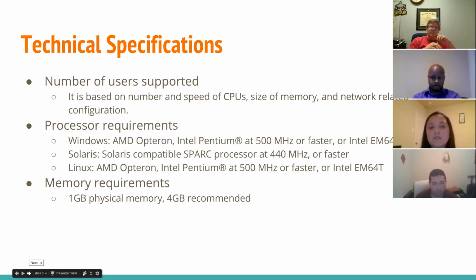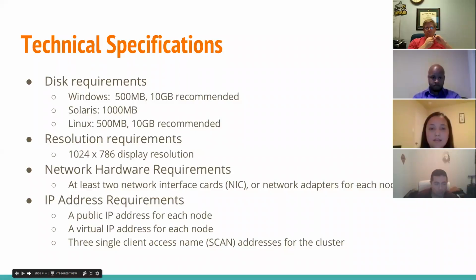Processor requirements for Solaris operating system is SPARC processor at 400 megahertz or faster. The minimum memory requirement to run the Oracle database is 1 gigabyte. It is recommended that you have at least 4 gigabytes. Next slide.